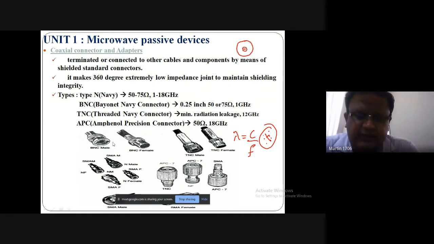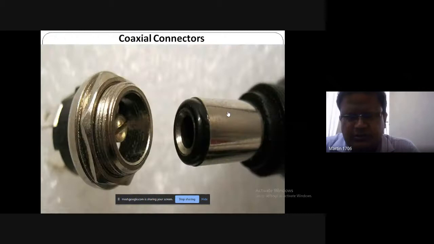You can see the terminal side. You can see different shapes and different materials, and through that we can find the unknown measurement.